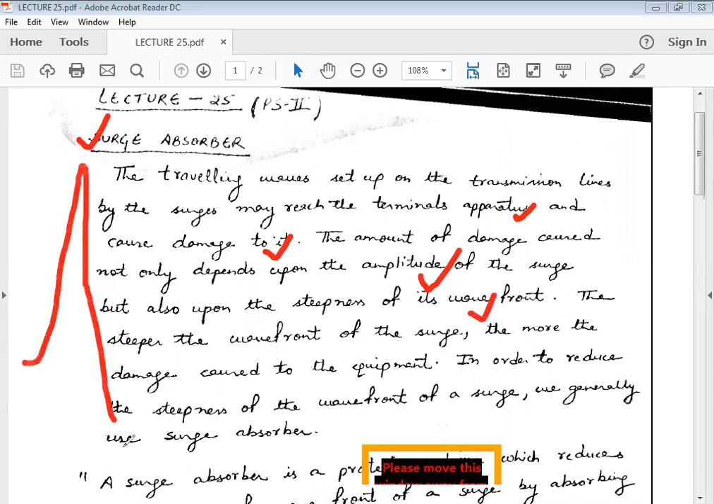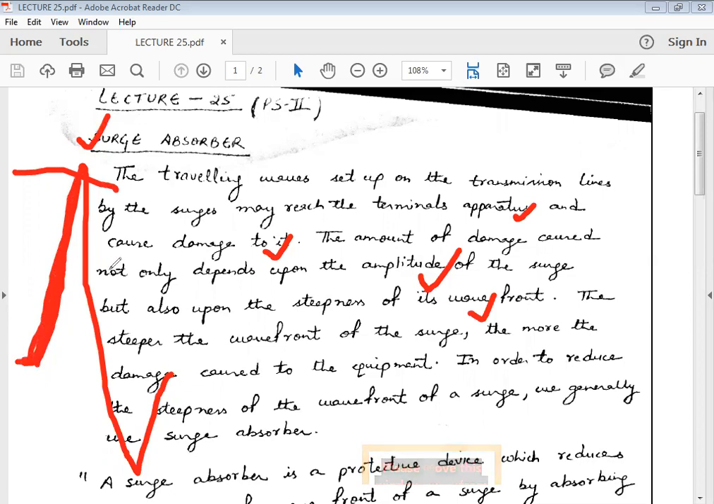How steep is the wavefront of the surge? It not only depends upon the amplitude, but also upon how steep the slope of this wavefront is. So the surge diverter diverts the surge, but the surge absorber reduces this steepness to some extent, so that it may not harm the apparatus. The steeper the wavefront of the surge, the more the damage caused to the equipment. In order to reduce the steepness of the wavefront, we generally use the surge absorber. By this, you can easily distinguish between surge diverters and surge absorbers.